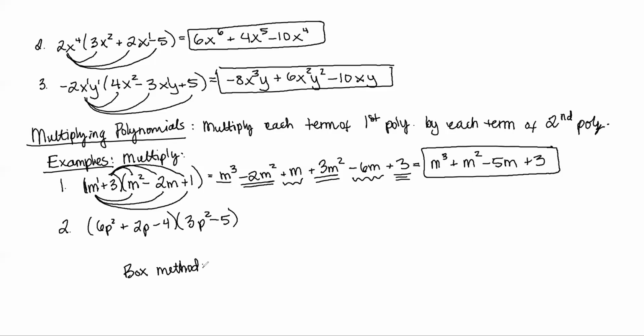And so what we're going to do is we're going to set up a box, depending on how many terms we have. We have 3 terms here, and we have 2 terms here. And so what we're going to do is we're going to set up a 3 by 2 box. Doesn't matter which side the 3 is on, which side the 2 is on. I'm going to make it horizontal, so I'll do 2 by 3, just so that I have a little bit more room.